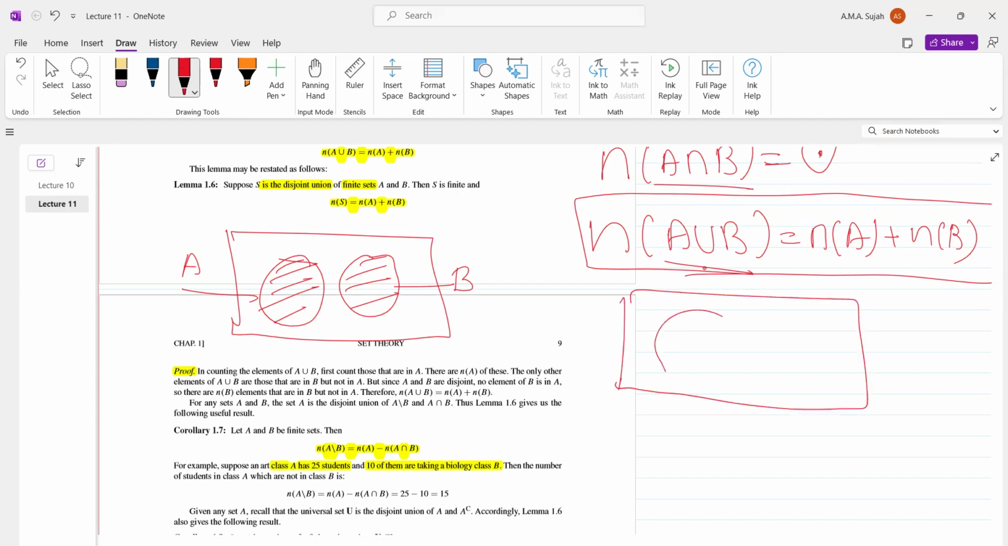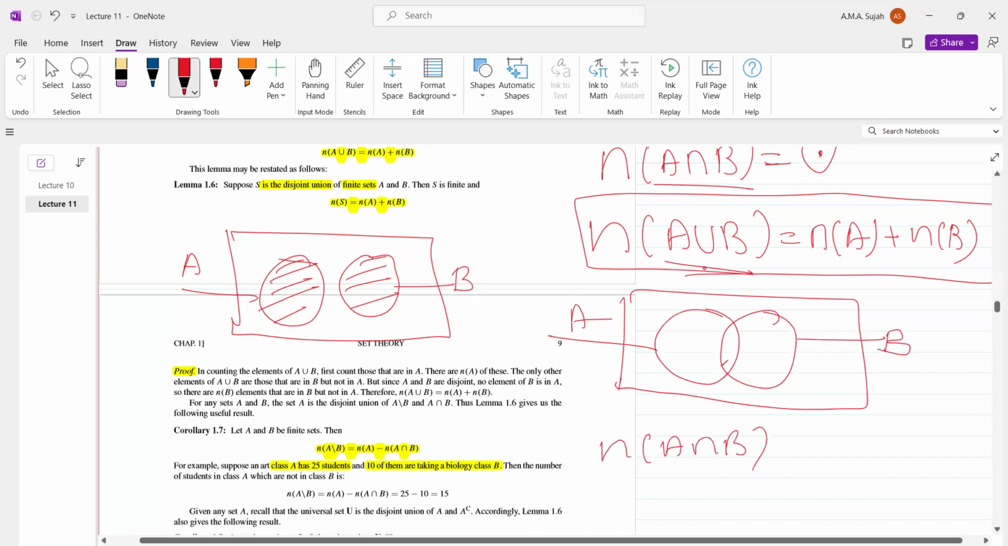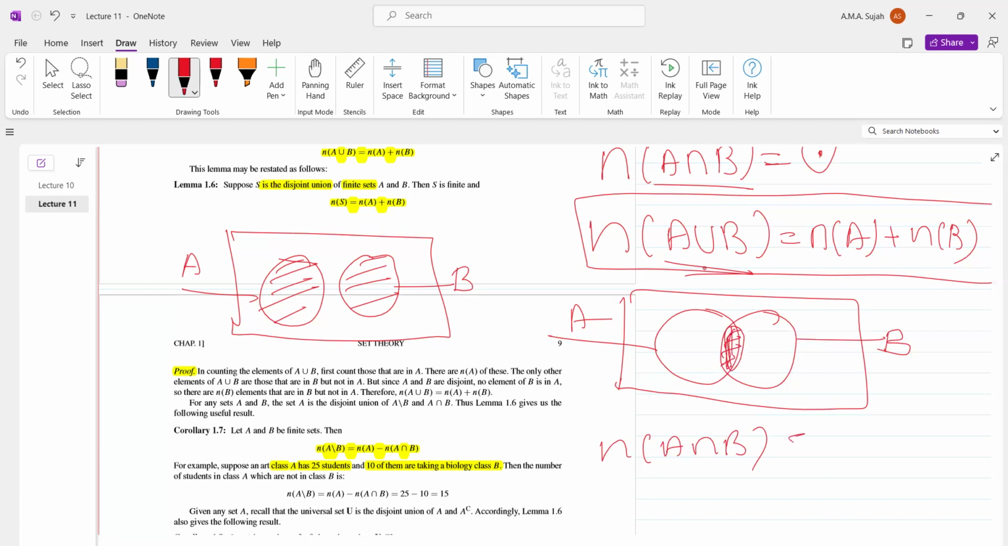Just look here. You have two sets A and B. They are not disjoint sets. Now the number of elements in A intersection B, you cannot say it is 0. Why can't you say it's 0? There are some common elements between these two. So you need to find out how many elements are in this set. So that is the answer here.